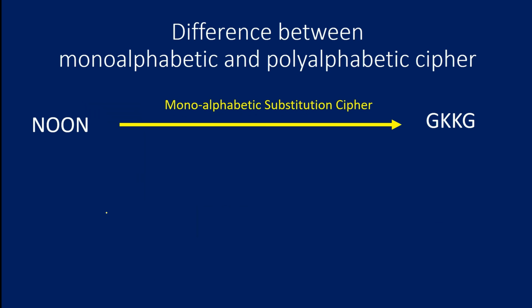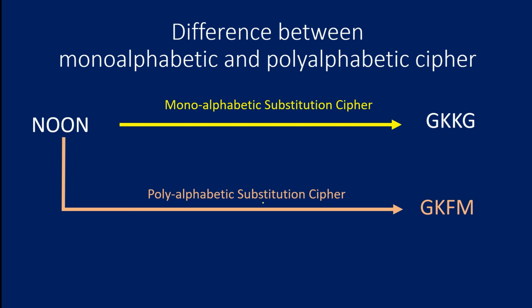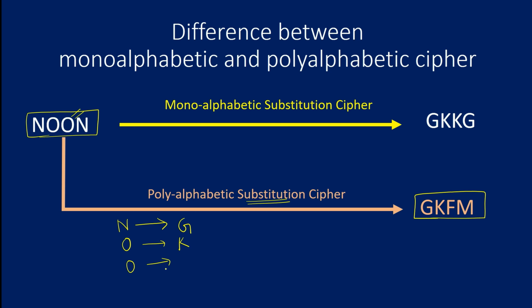One way of overcoming the security attack is to use a polyalphabetic substitution cipher. Let us say the polyalphabetic substitution cipher has converted the plain text noon to the word GKFM. As seen from this example, the cipher substitutes N with the letter G. The cipher then substitutes O with the letter K. But when O occurs for the second time, rather than replacing it with K, as you can see here in the cipher text, it has been replaced with F. Again, when N occurs in the plain text, rather than replacing it with G, it has been replaced with M.